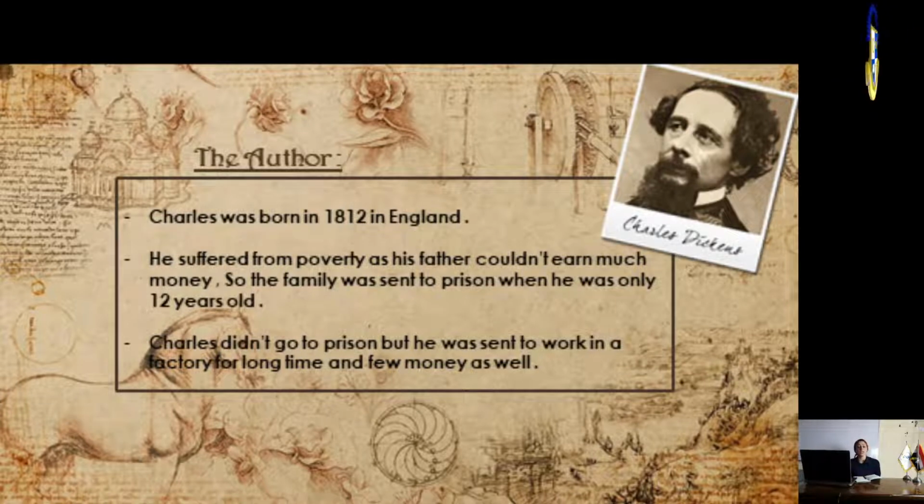And for the reason that Charles Dickens at this time was only 12 years old, which means that he was very young, Charles Dickens wasn't sent to prison, but actually he was sent to work in a factory and live in one of its workhouses. I think this part of Charles Dickens' life is very sad, as he couldn't even feel safe in this workhouse.